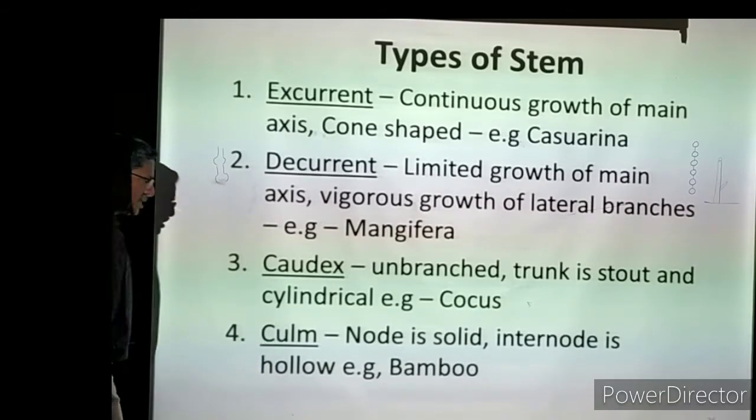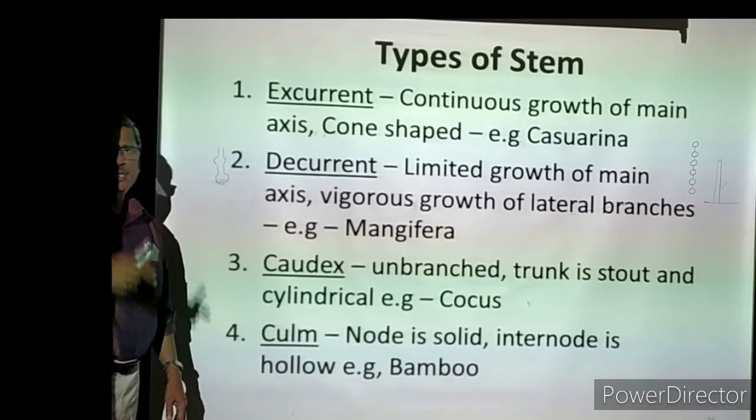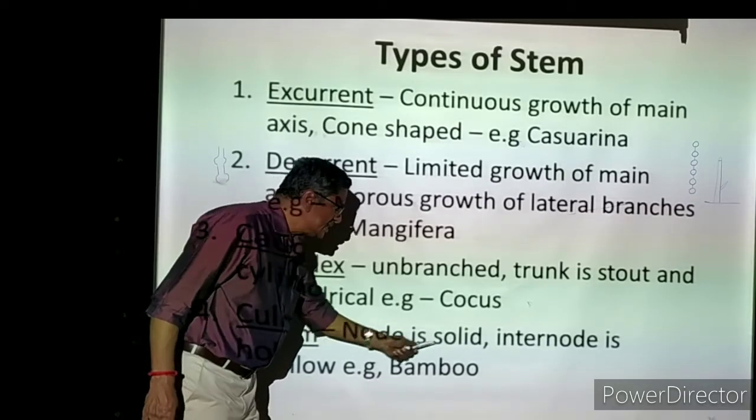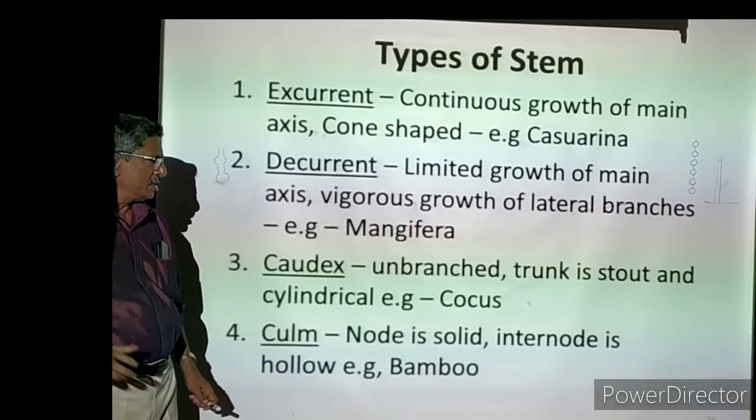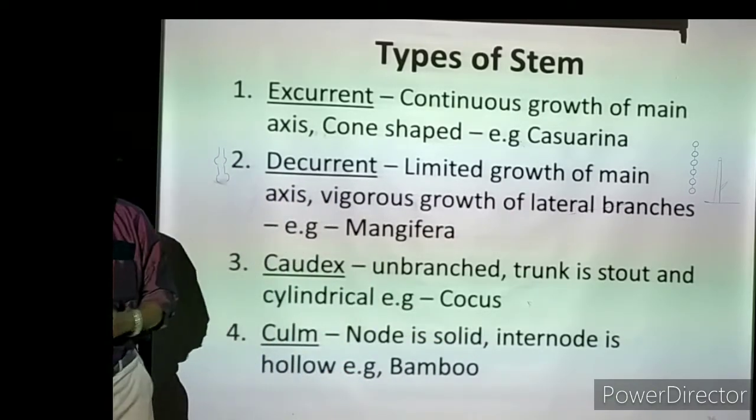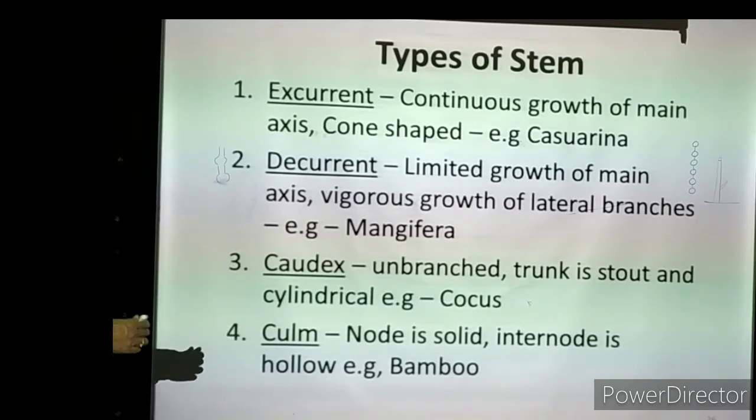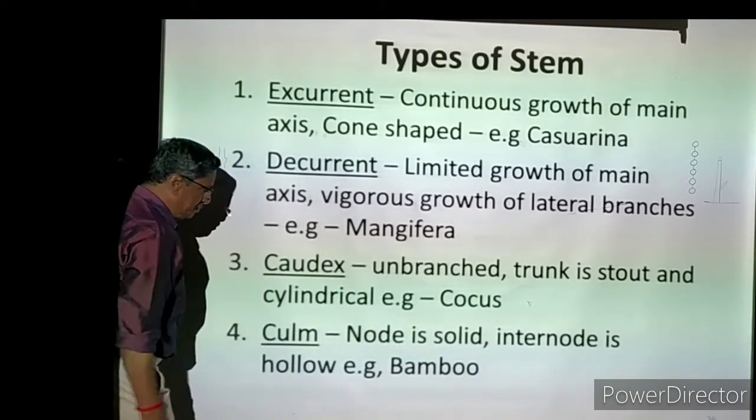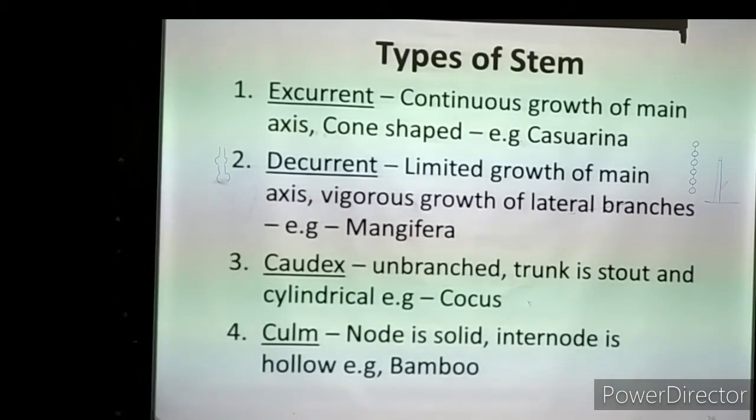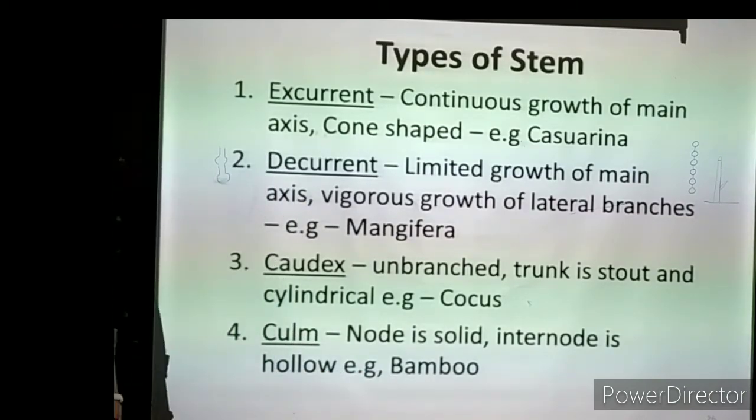Culm, C-U-L-M, culm. Now, the stem will be long and cylindrical, very, very long. Nodes will be there. The node is solid, very strong and solid in nature, but the internode is hollow. What is the meaning of internode? Suppose you are taking two nodes on the stem. The space between the two nodes is called the internode. It is also part of the stem, but it will be hollow. It will have only an outer covering, the center will be hollow, a cavity will be present. Example, bamboo. Bamboo has a lot of circular rings.